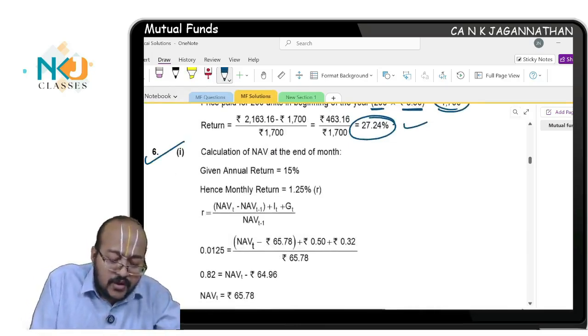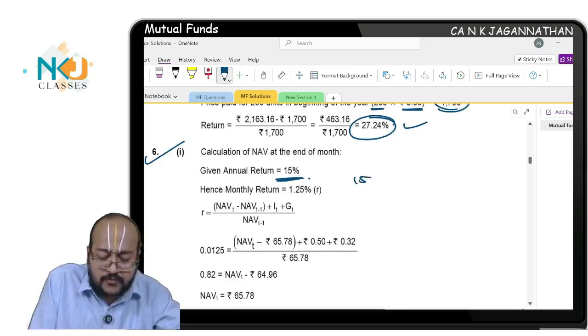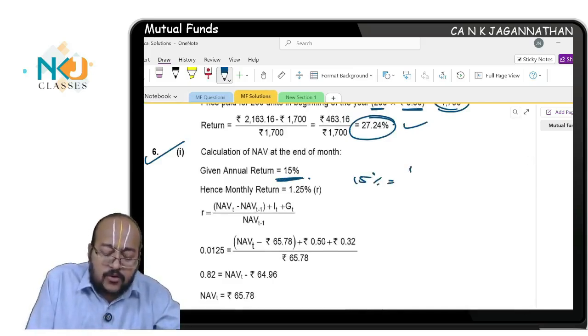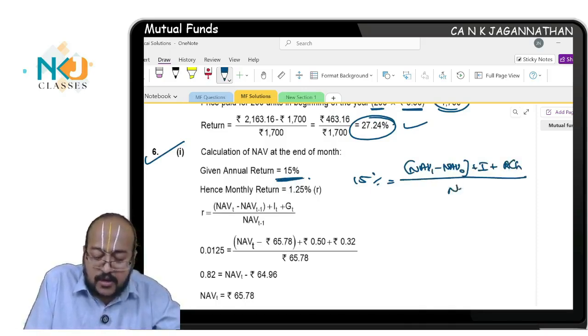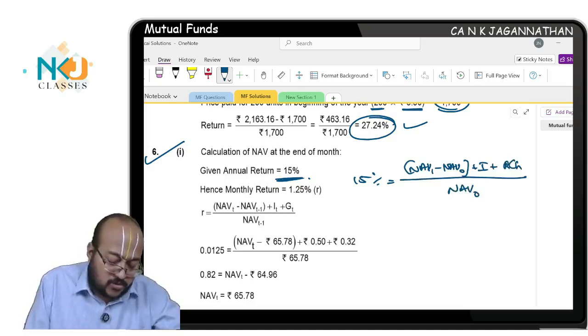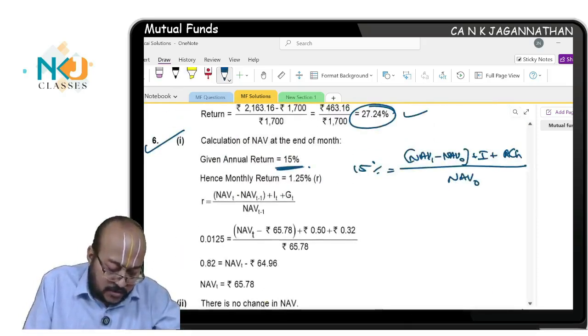See, annual return is 15%. This 15% I should equate it to what? NAV 1 minus NAV 0, this is unrealized capital gain plus income portion, plus realized capital gain, RCG, divided by NAV 0. If I solve this, what is happening here?